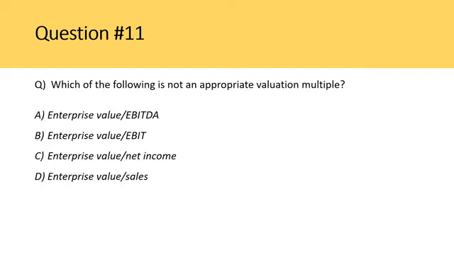Okay, question 11. Which of the following is not an appropriate valuation multiple? Enterprise value to EBITDA, enterprise value to EBIT, enterprise value to net income, or enterprise value to sales? Another big thing that we talked about in the video, I spent a lot of time explaining this, so I'm only going to quickly explain it now. The answer would be C.